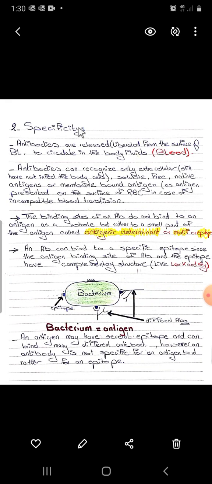Now, starting with specificity. What do you mean by specificity? Antibodies are released from the surface of B lymphocytes to circulate in the body fluid, which is the blood. When a non-self antigen like bacteria, like a virus, or antigens other than the pathogenic antigens enter our body, especially circulating inside the blood, the B lymphocyte will differentiate into plasma cell, and this plasma cell will select this antigen and secrete antibody into the blood in order to bind and neutralize this non-self antigen.